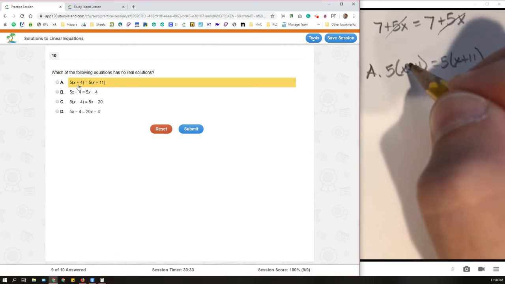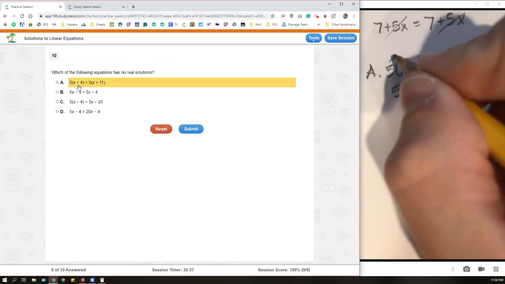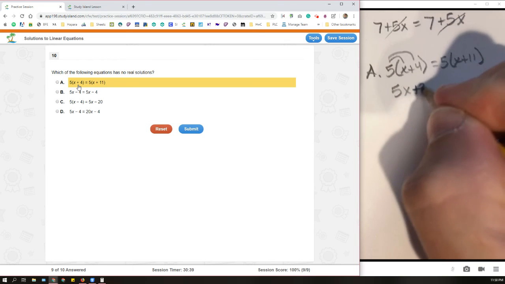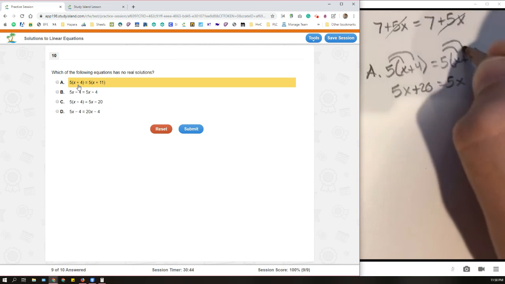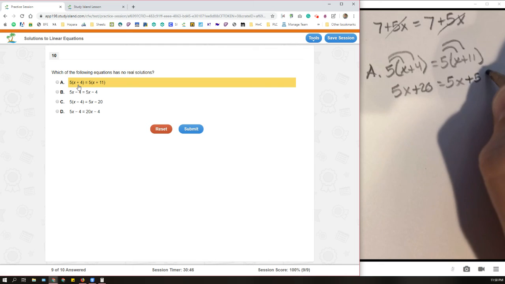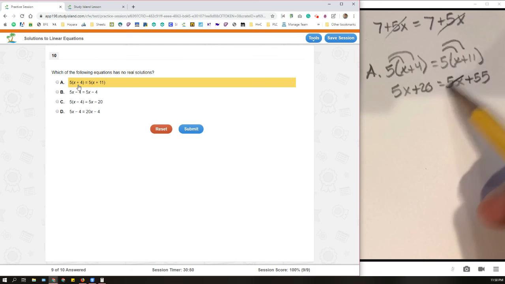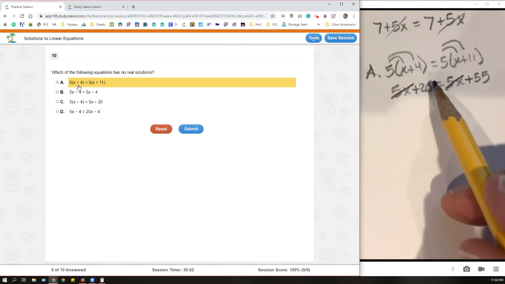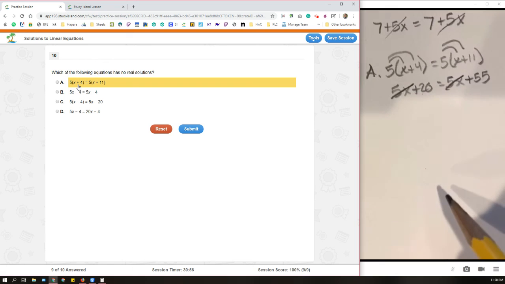But if I were to distribute, which you do know how to do, 5 times x is 5x, and 5 times 4 is 20, so plus 20. And that equals 5 times x is 5x, and 5 times 11 is 55, so plus 55. So right away, we have 5x's on the left and 5x's on the right that will cancel each other out, but we have different amounts besides that. So there's no way to make these two things equal to each other. So there are no solutions to this problem.